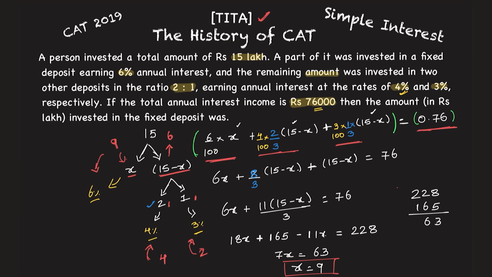If you can just check it, take 6% of 9 lakhs. What is 10% of 9 lakh? 90,000. 1% is 9,000. 9 into 6 is 54,000 will come from here. Correct. Take 4% of 4 lakh. That is 4,000, which is 1%. 4 into 4 it will be what? 16. So 16,000 comes from this. And then take 3% of 2 lakhs. 1% is 2,000, so 3% is 6,000, right? If you add all this, 54, 60, 76,000, correct? That's what you're getting here.